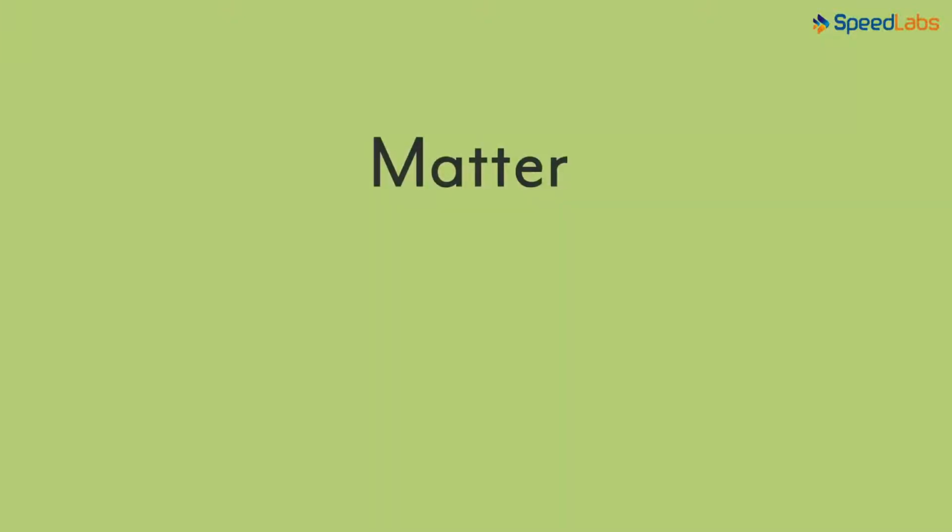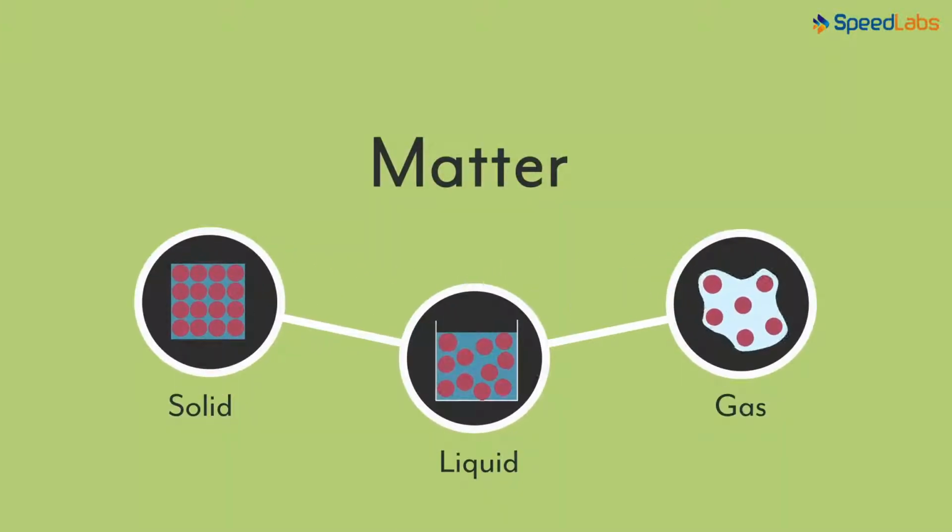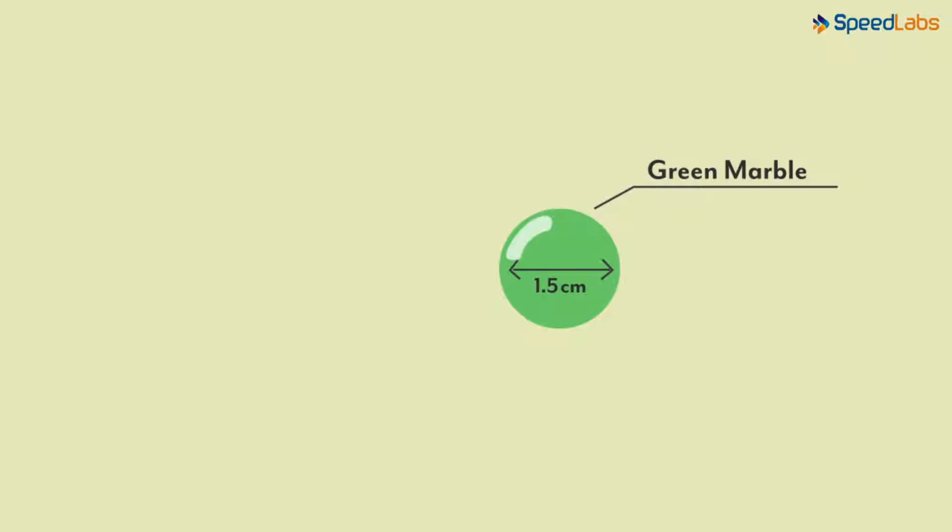We have studied about matter in the chapter Matter in Our Surroundings. In this chapter, we will study a little more about matter and its types. Can you see a marble on your screen? What color is the marble and what size is it? That's right, it is a green colored marble which is about 1.5 centimeters in diameter.